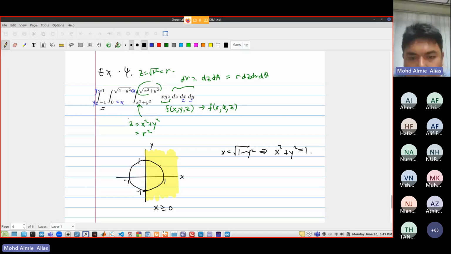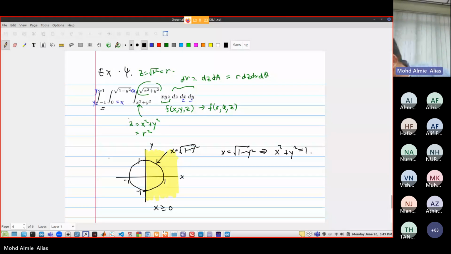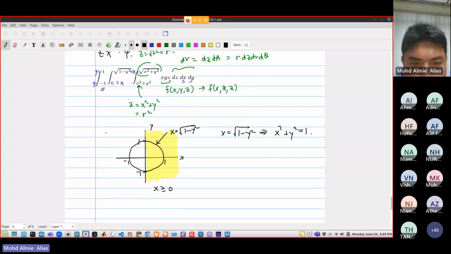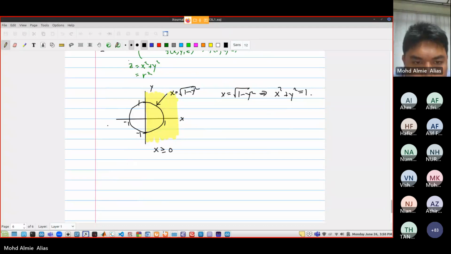Okay, so now this is true. This is x equals the square root of 1 minus y squared. I think the region here is quite obvious. So let's write our G.